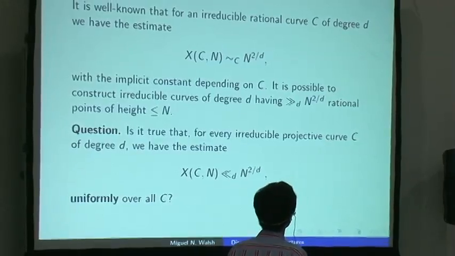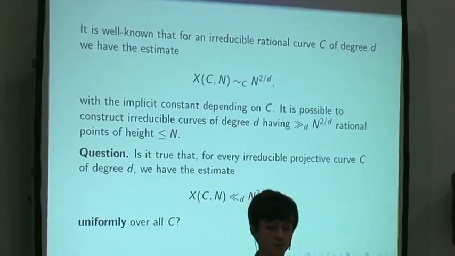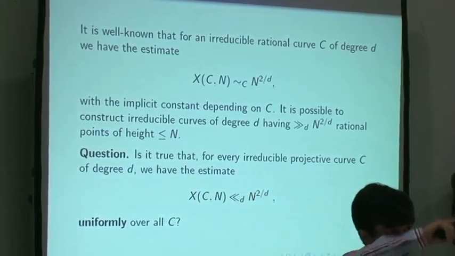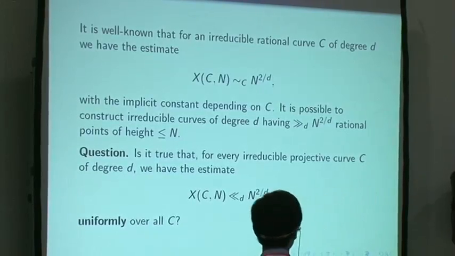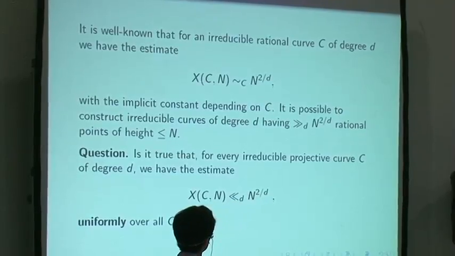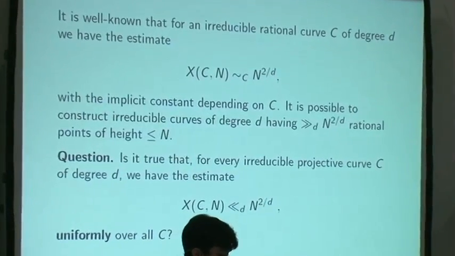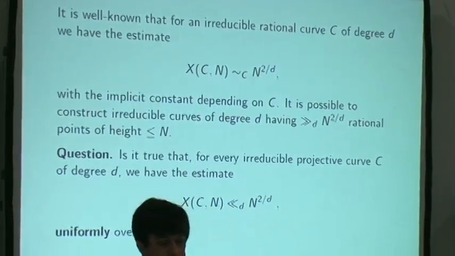So it is well known that if you take a rational curve, that is a curve of genus 0, this quantity grows very large. In fact, if you look at how many solutions it has of height less than n, this quantity grows like n to the 2 over d, but the implicit constant depends on c.